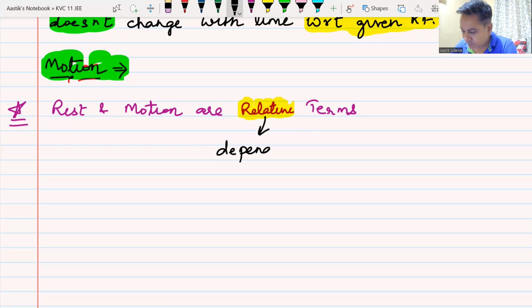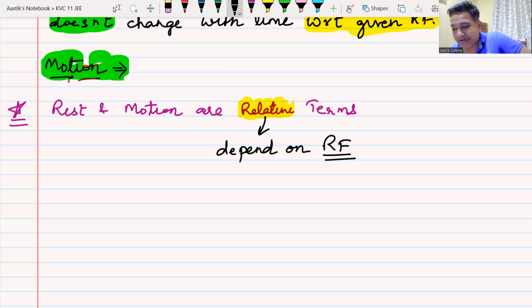Rest and motion are connected. Do they depend on each other, or not depend on each other? They depend on each other. They depend on the reference frame, my dear friends. It is so difficult to understand.